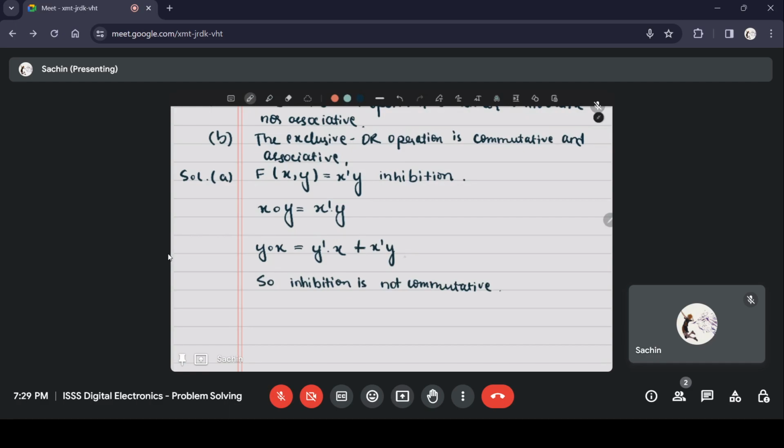How do you say these two expressions are not equal? Suppose x is equal to 0, y is equal to 1, and x prime y will be 0 prime and 1, which will be 1 and 1, which is 1. Y prime x will be 1 prime and 0, which is 0 and 0, which is 0. So for the same input combination, they are giving a different output, so those expressions are not the same.